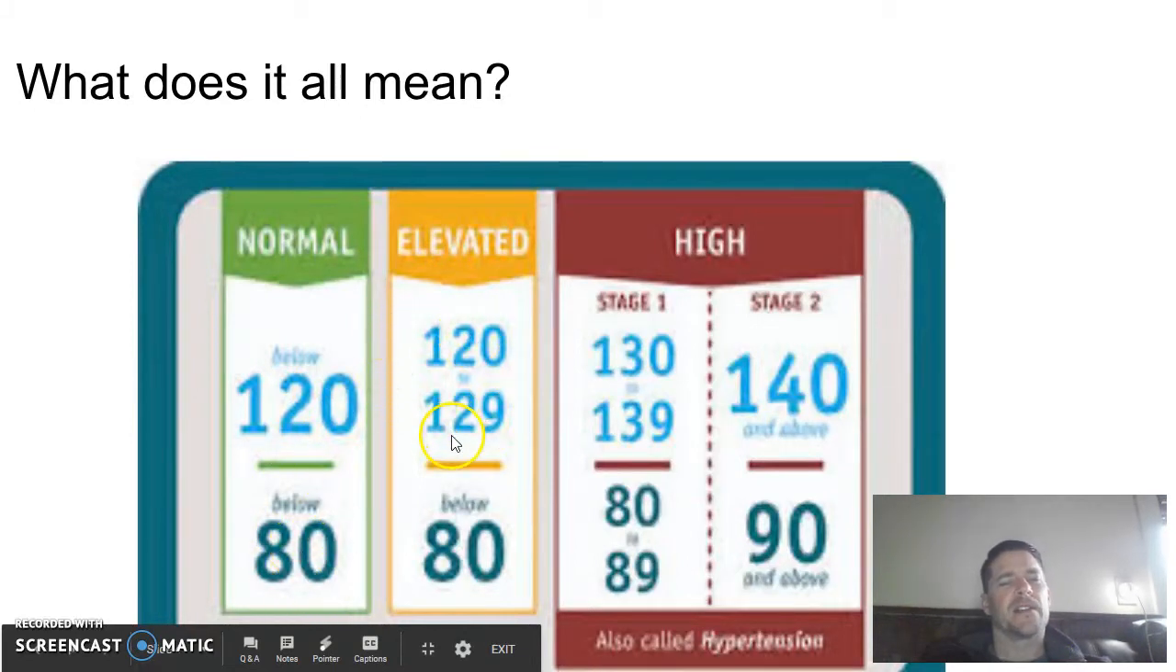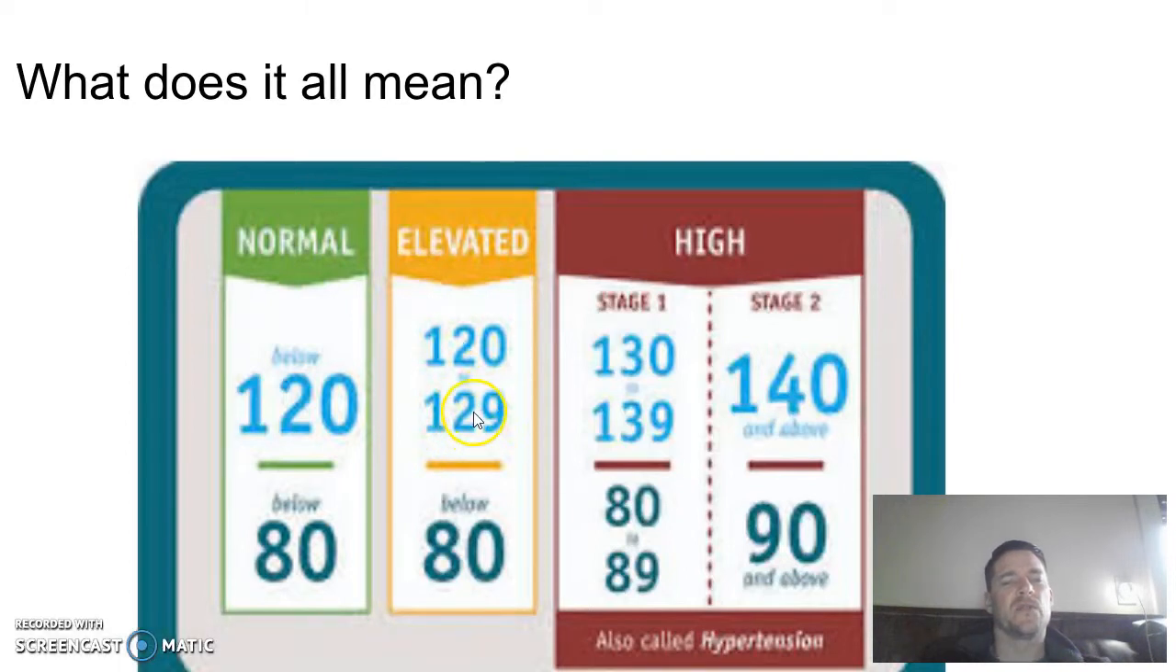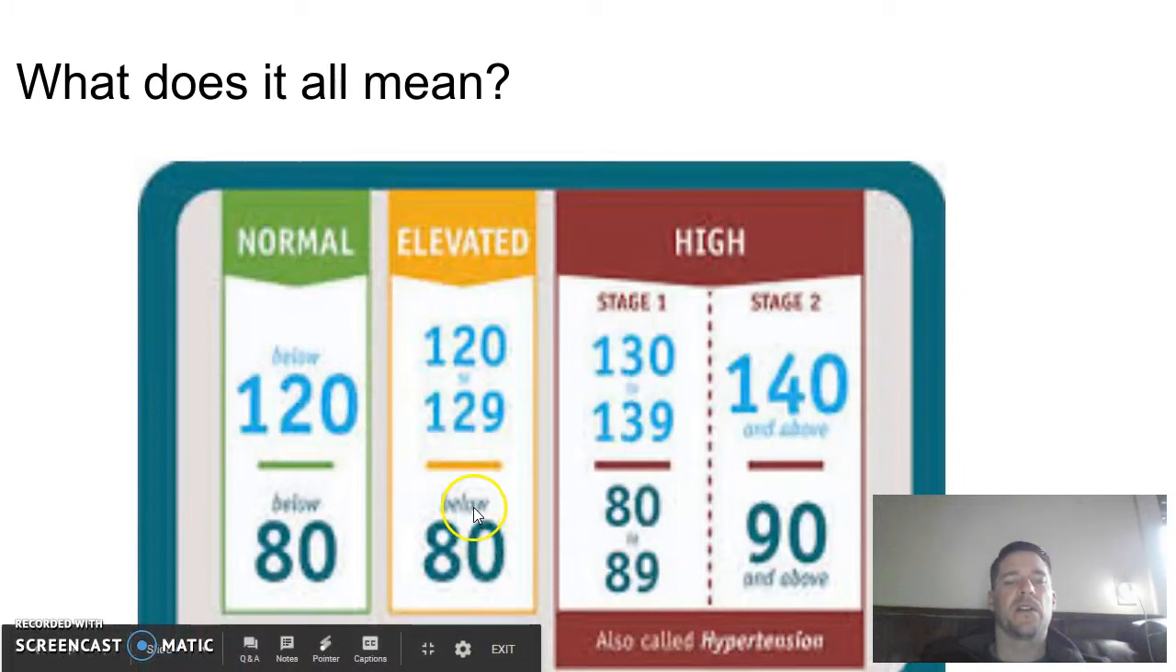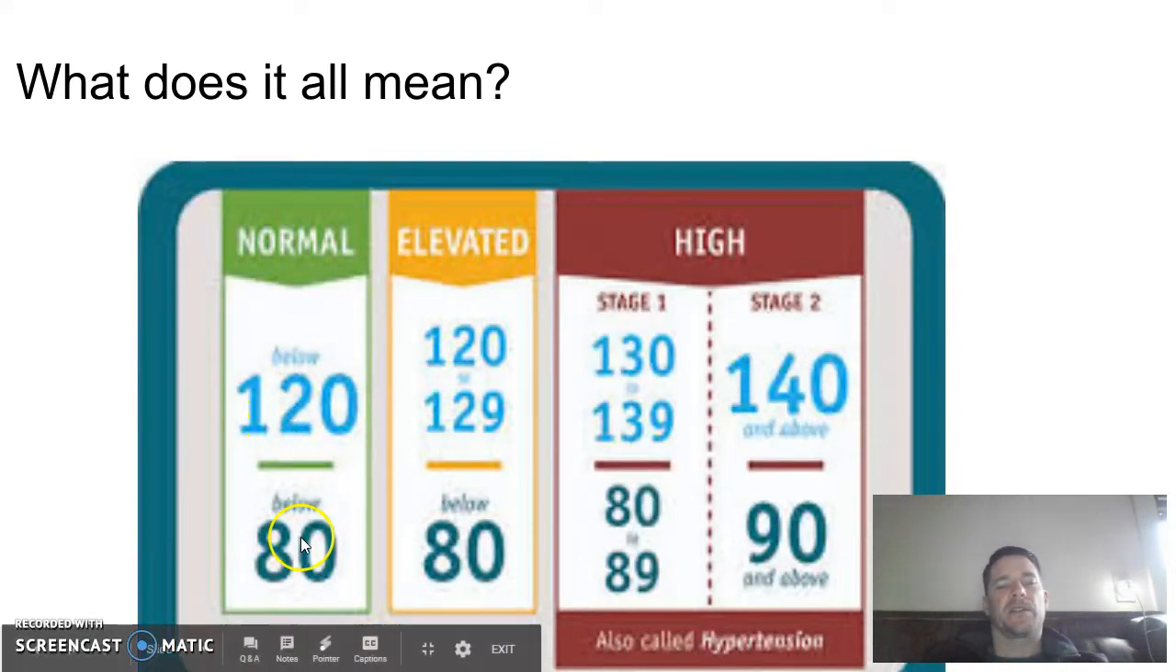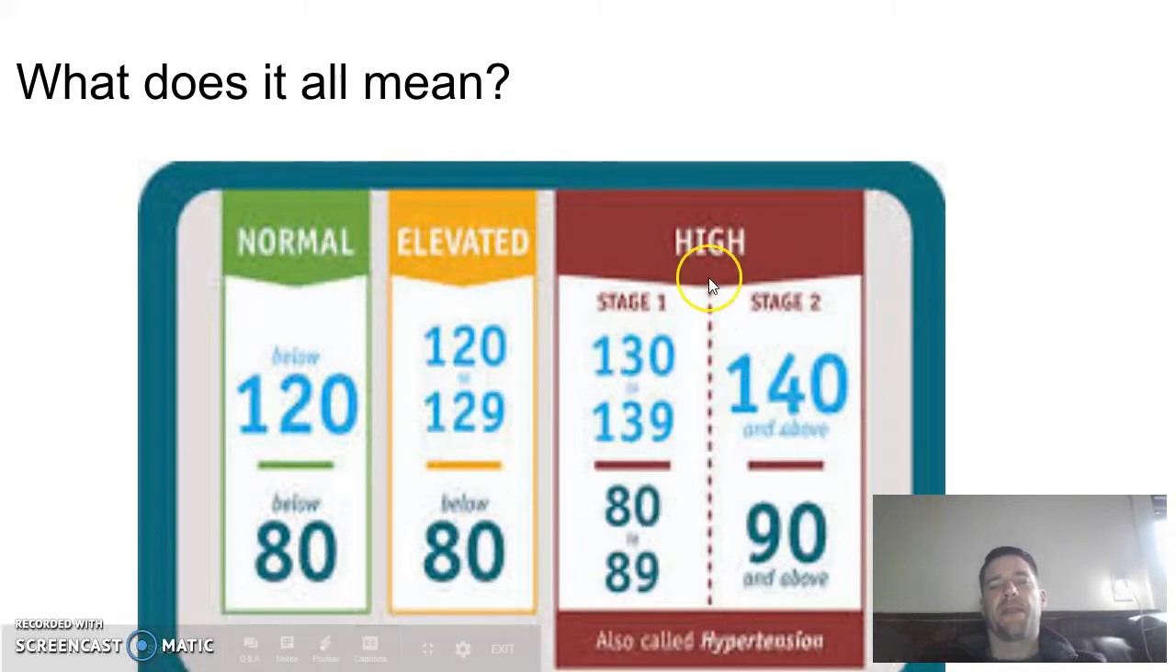We're starting to get a little bit concerned when this number gets into this range here, 120 to 129. It's elevated. And this number is also below 80. I should point out too, this could be something like 115 over 75, and that would still be normal.